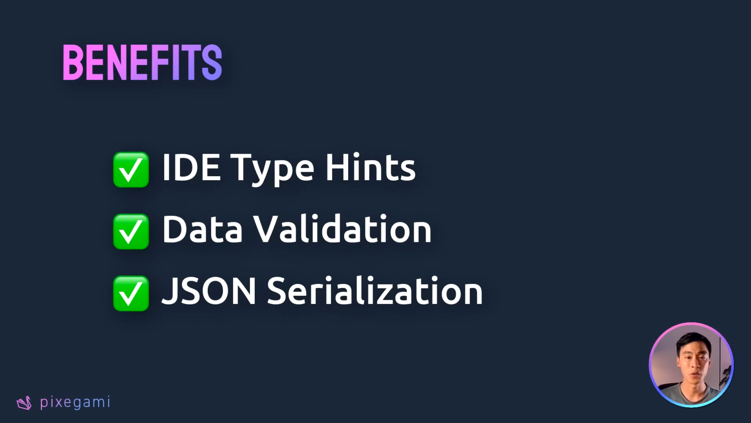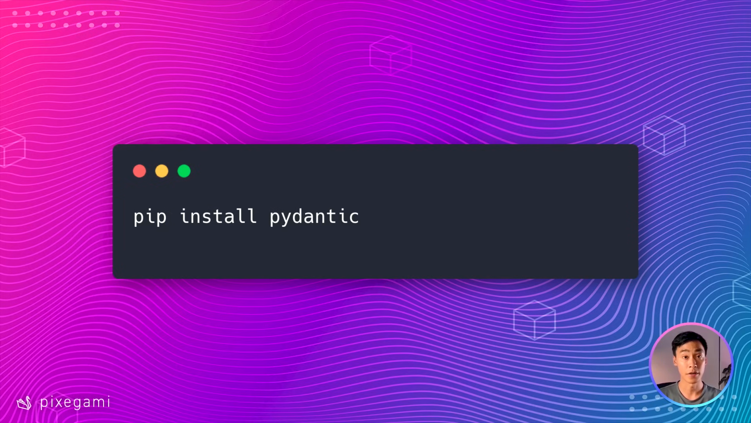And finally, if you ever need your data to be in a universal format like JSON, Pydantic gives you an easy way to serialize your objects. This really comes in handy if you need your Python app to talk to other apps on the internet, or if you just want to save your data to disk. Let's take a look at how all of that works. First, make sure that you've installed Pydantic into your Python environment. You can do it using this command.